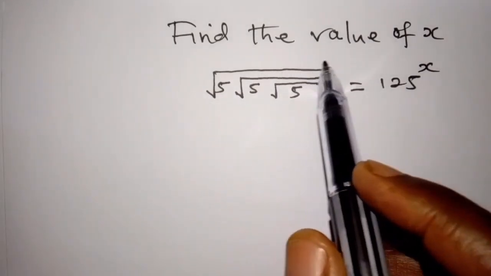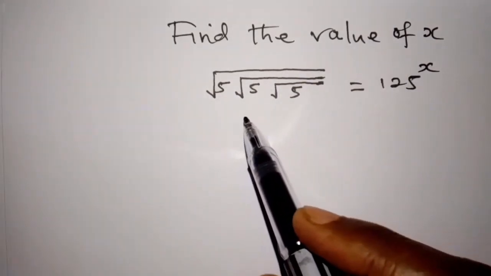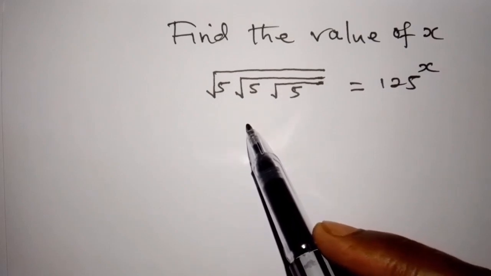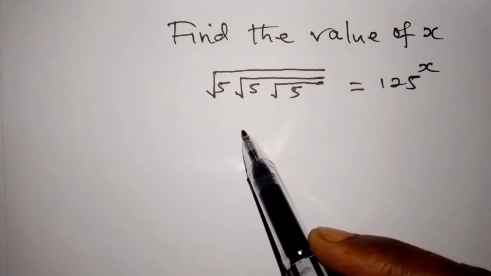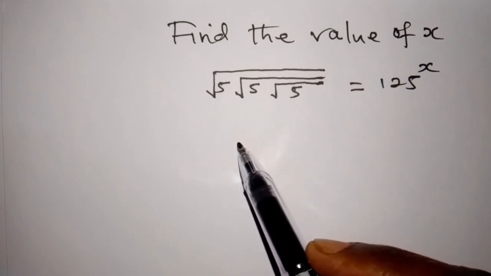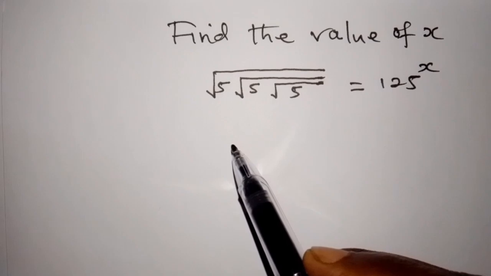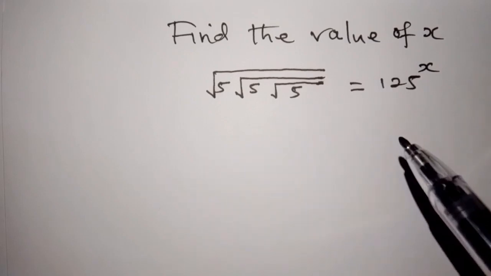Find the value of x. Square root of 5 into square root of 5 into square root of 5 is equal to 125 power x. Let us apply the following rules.